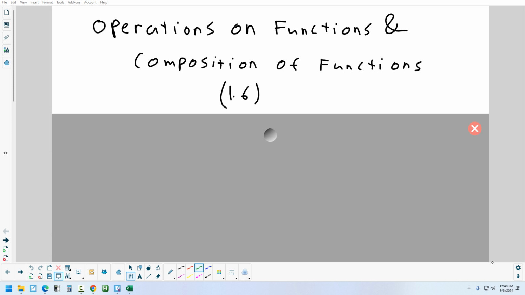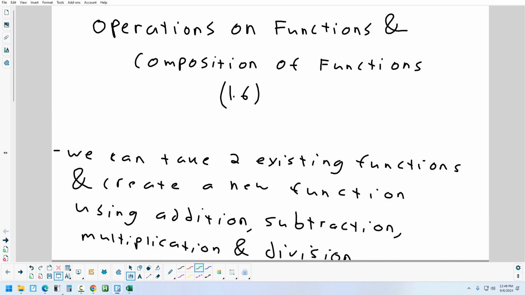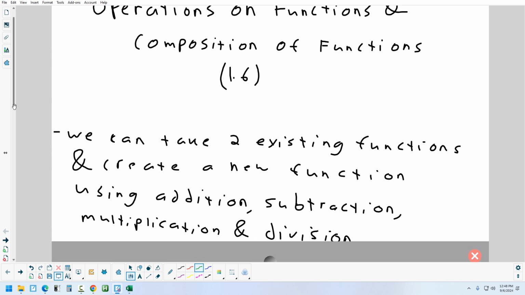So, last section we'll take a look at is 1.6. And this section is on basically taking two functions and combining them together to create a new one. Let me just show you a couple different ways that you can do it. So the basic way to take two functions and combine them is either add, subtract them, multiply them, or divide them. Okay, let me show you a really simple example.